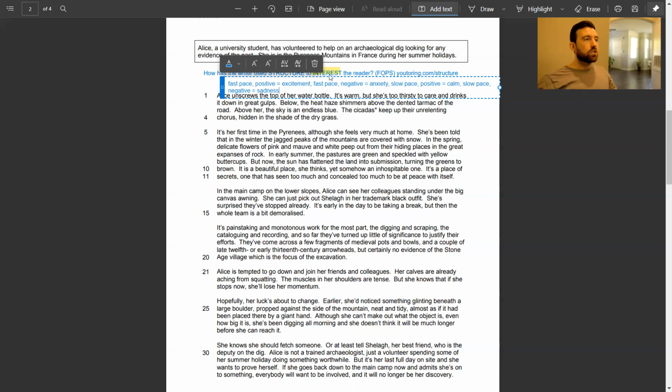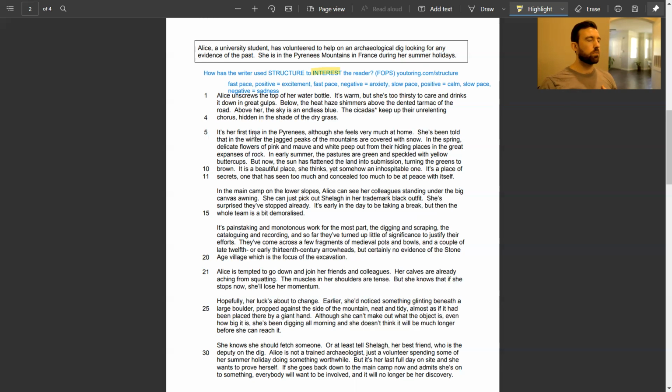So with every piece of writing that you ever look at, you will be able to look at pace, whether it's fast or slow, positive or negative. So there's your first point. Let's look for that straight away, and let's look for it in literally the first paragraph. You can look at pace in any paragraph. So let's literally just do the first one.